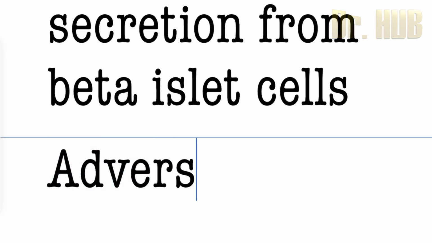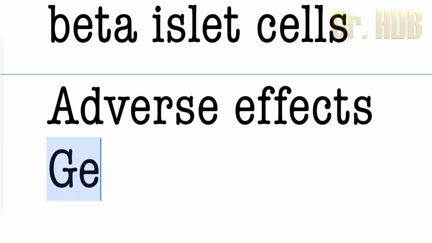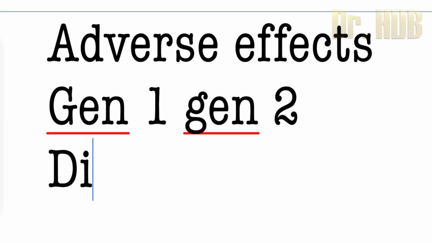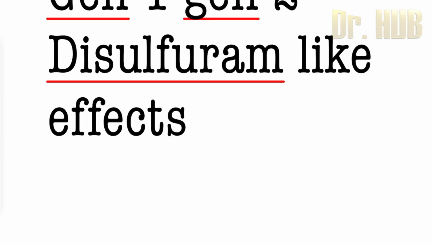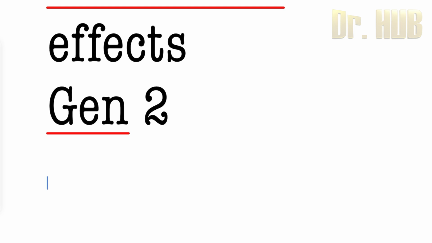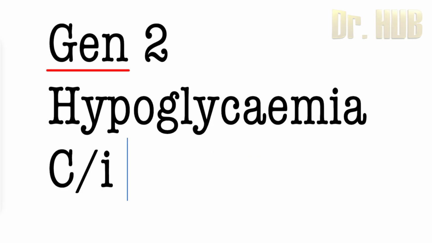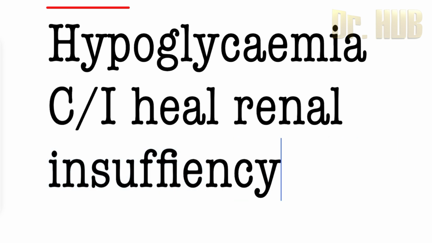Next, what will be the adverse effects? There is generation 1 and generation 2. Generation 1 will cause disulfiram-like effects. Then moving on to generation 2, generation 2 will cause hypoglycemia. That is, it is contraindicated in case of hepatic as well as renal insufficiency.